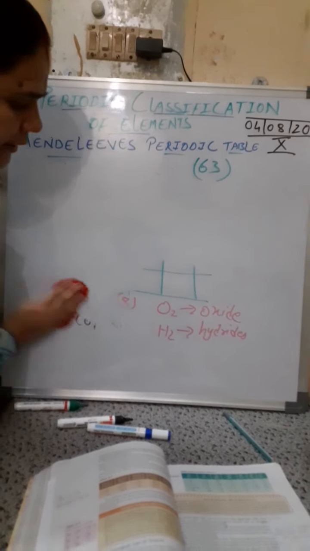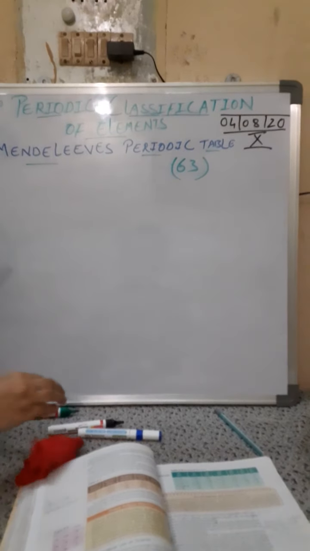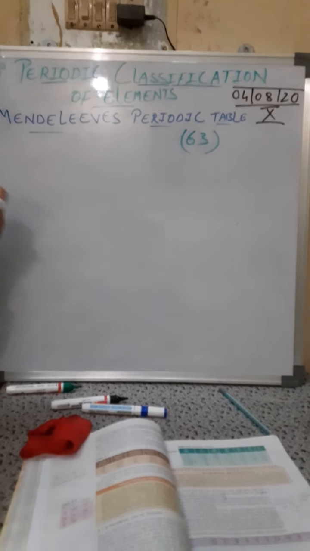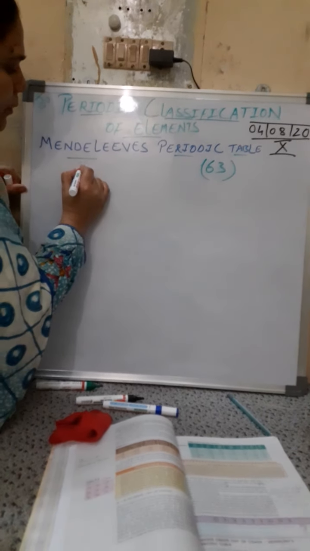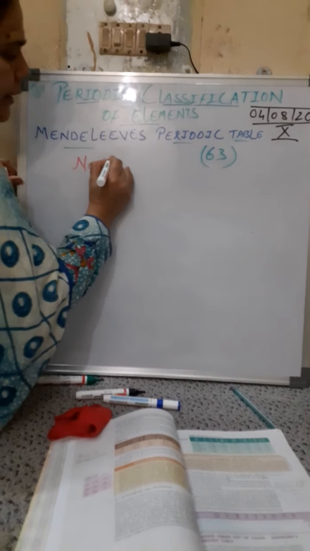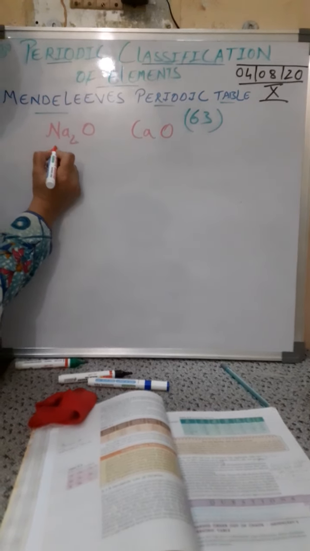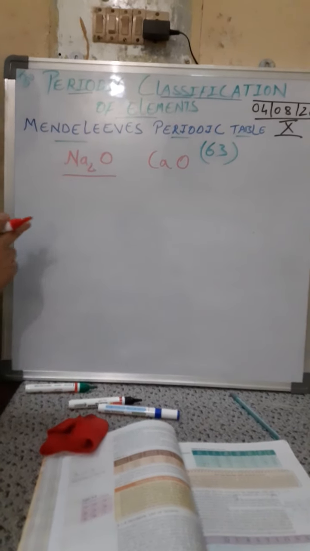Now the question comes, how did he study them? You all have learned in chapter 1 regarding the chemical formula, isn't it? So what is a chemical formula? The chemical formula is the combining capacity, as you all have learned. Let us take up sodium oxide. What is the formula of sodium oxide? Na2O. Similarly, let us take up calcium oxide, CaO. Now, how is the combination in sodium oxide? Two sodium atoms combining with one oxygen atom.